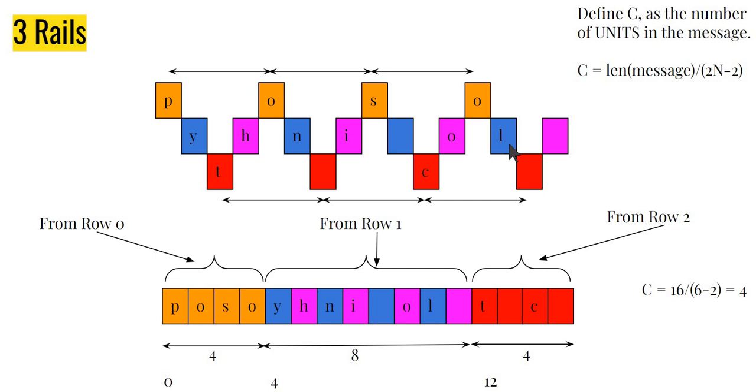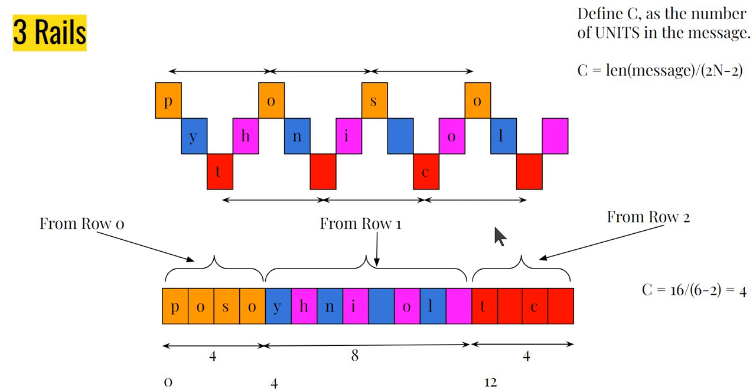More formally, we can say that the length of message divided by 2n minus 2 is the number of units. In this case, length of message is 16, n is 3 and hence 2n minus 2 is 4. So 16 by 4 is 4. This is important because each row is contributing, for example, the 0th row is contributing 4 elements, the first row is contributing 8 elements, and the third row is contributing 4 elements.